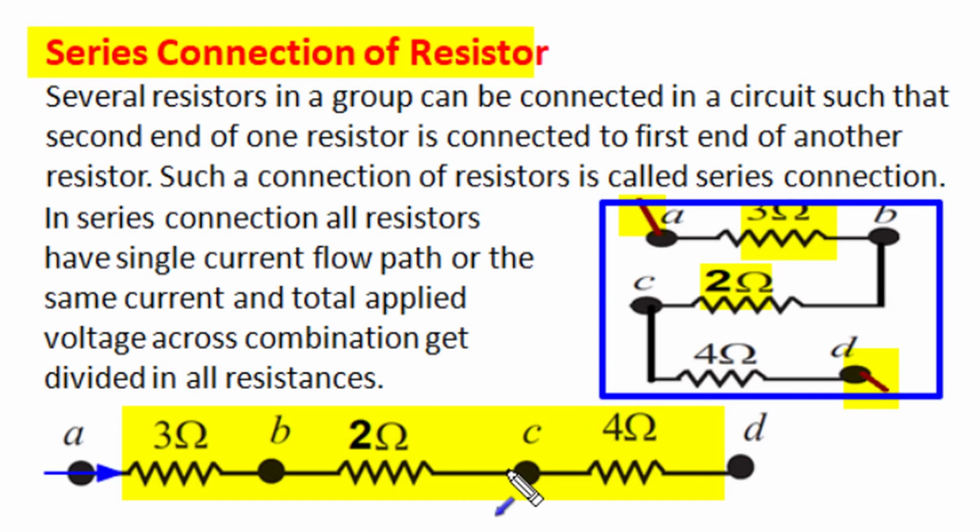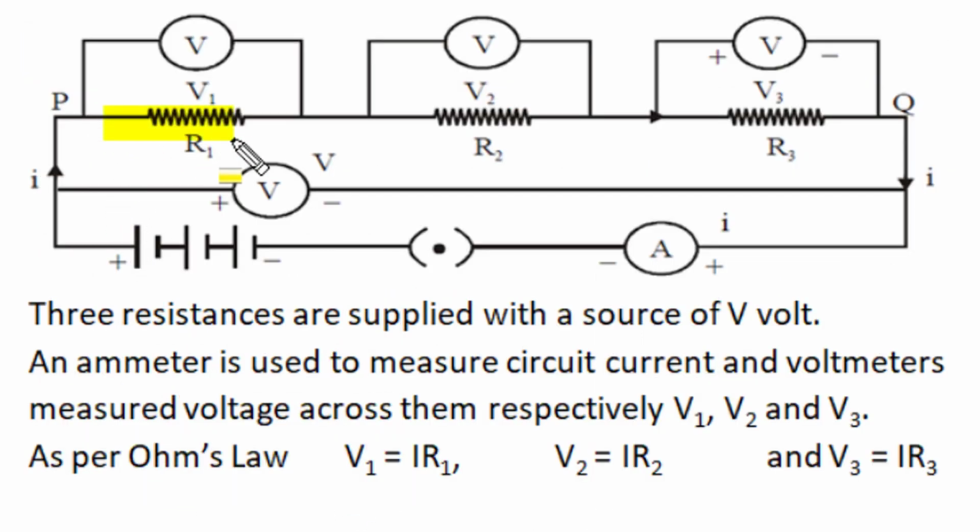behavior. In series connection, all resistors have the same single current flow path, so they have an identical amount of current in every one, and the total voltage which is applied across this combination, across A and D, gets divided among the series connected resistors, as here the total voltage of A and D gets divided among 3 ohm, 2 ohm and 4 ohm.